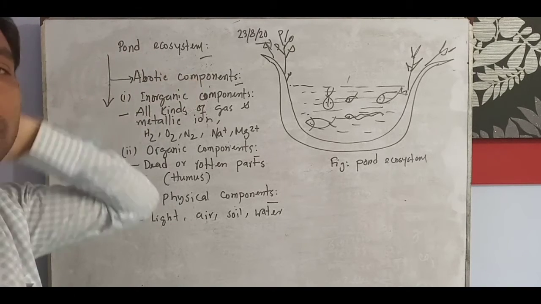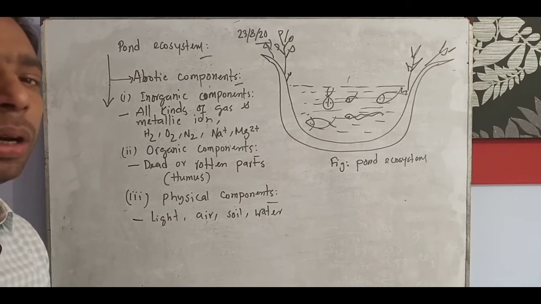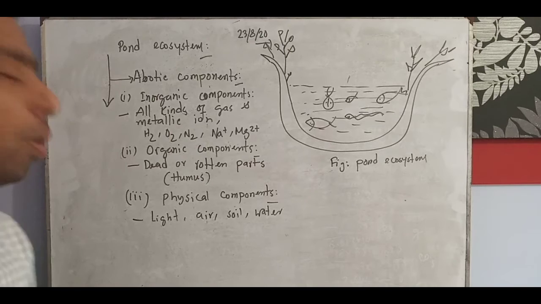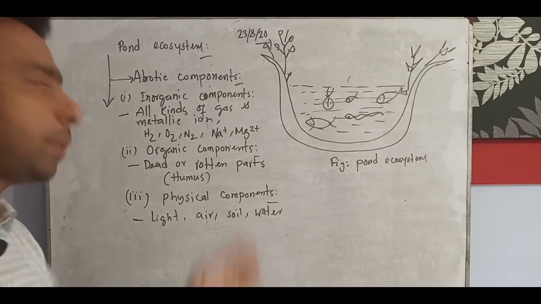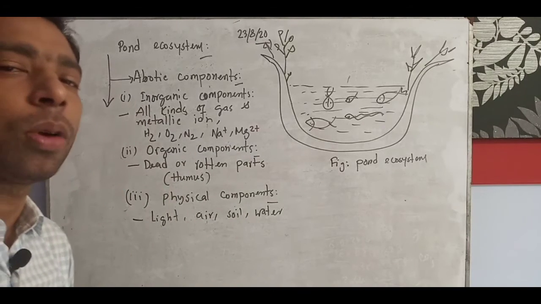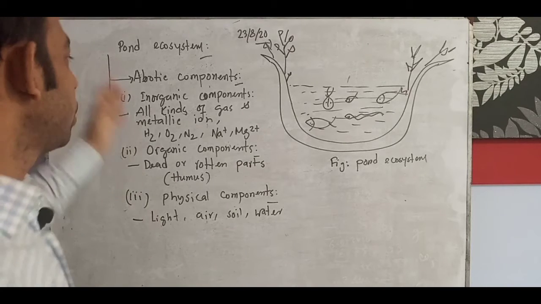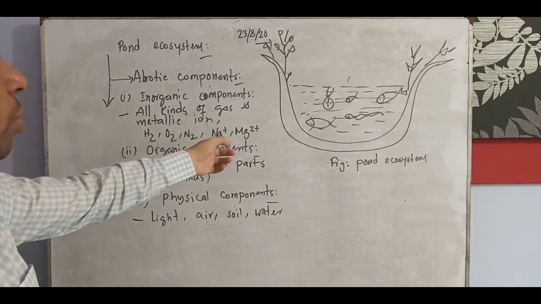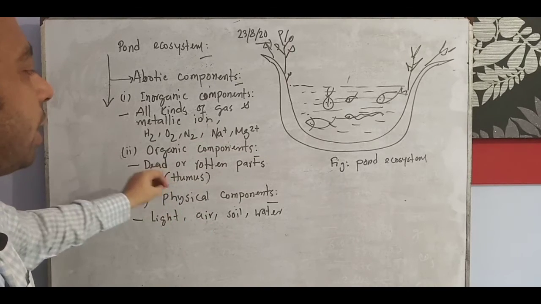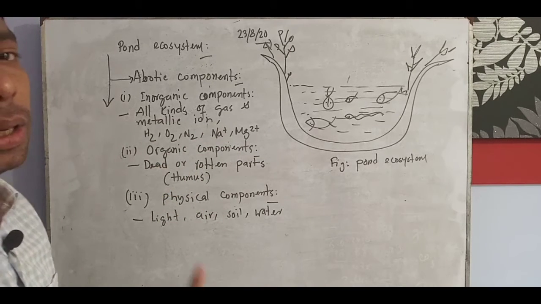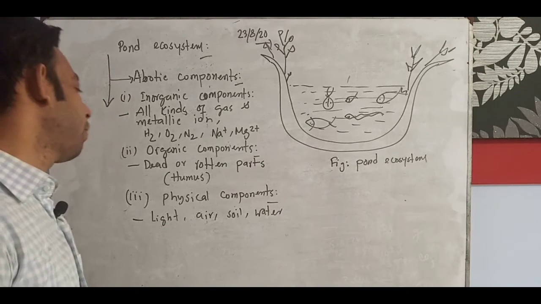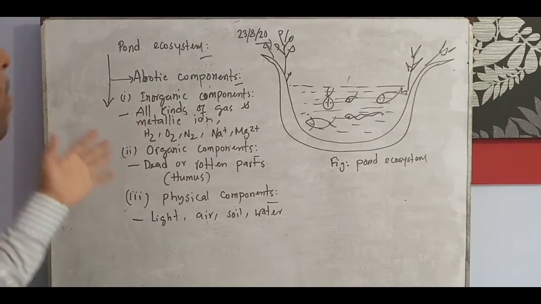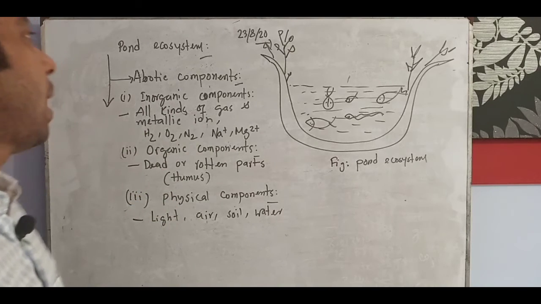All things are similar, you will write. That means this part is similar for all kinds of ecosystem. So inorganic components: all kinds of gases, metallic ions, hydrogen, oxygen, nitrogen, sodium ion, magnesium ion. Organic components: dead or rotten parts, like humus. Physical components: light, air, soil, water. It is very simple to understand the abiotic components.